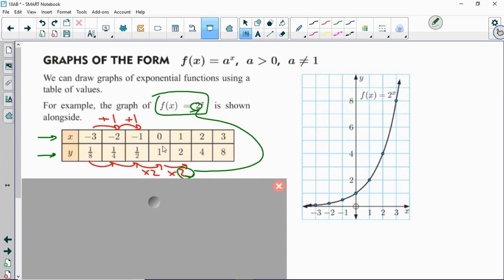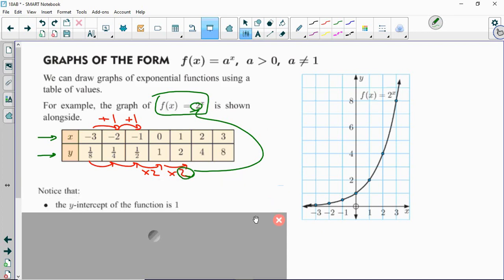Well, for starters, what's the y-intercept? In this case, it's 1. And actually, that's going to be true no matter what that base is. Let's say we had 3 to the power of x. Well, what happens when x is 0? It's still 1. What if I had 1/2 to the power of x? X is 0. It's still 1. So the y-intercept for the basic function a to the power of x is always going to be 1. That's something worth remembering.